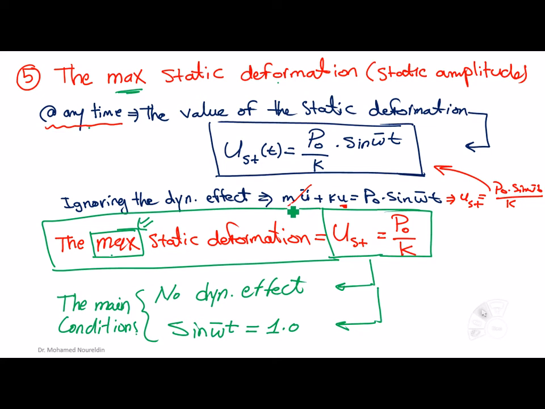So our differential equation is going to be m u double dot plus k u equal to P node sine omega bar t, right? But we are going to neglect any dynamic effect because we want the static deformation. Then this term is going to be cancelled out, and we are going to remain with k u equal to P node sine omega bar t. This means that U static equals P node sine omega bar t over K.